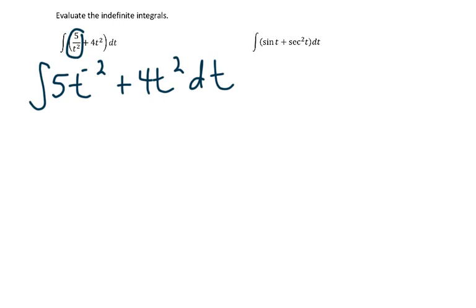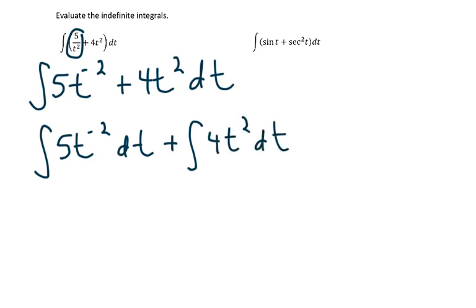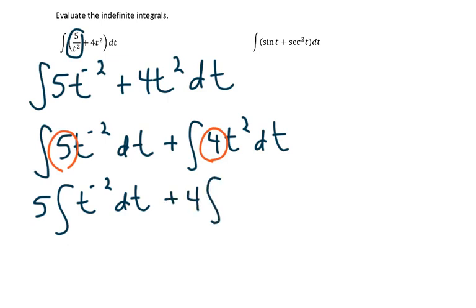I'm going to show you step by step what this looks like. Eventually, as you do these more and more, you'll skip some of these steps, so it may look a little tedious at first. But really what we're doing is taking the integral of each of those terms. So this is the integral of 5t to the negative 2 dt plus the integral of 4t squared dt. I usually pull out the constants just to make my life a little easier. So this becomes 5 times the integral of t to the negative 2 dt plus 4 times the integral of t squared dt.